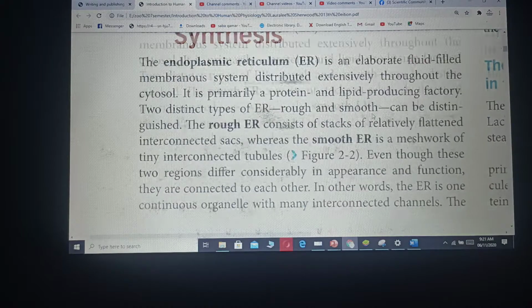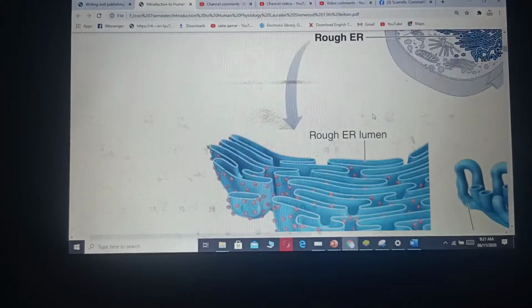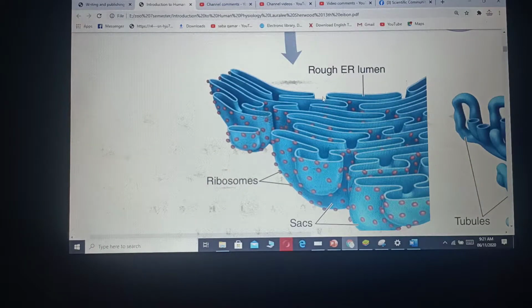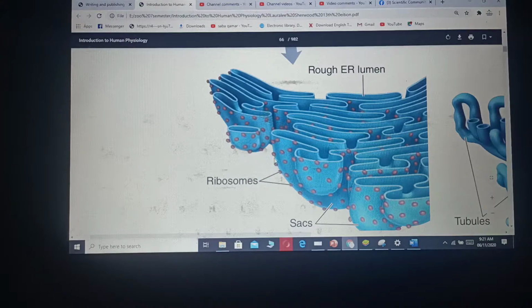Here you can see this is rough endoplasmic reticulum. These are sacs. These are the sacs which look like Golgi apparatus sacs, and these sacs pile up together or heap up together to form a specific macromolecular structure known as rough endoplasmic reticulum.